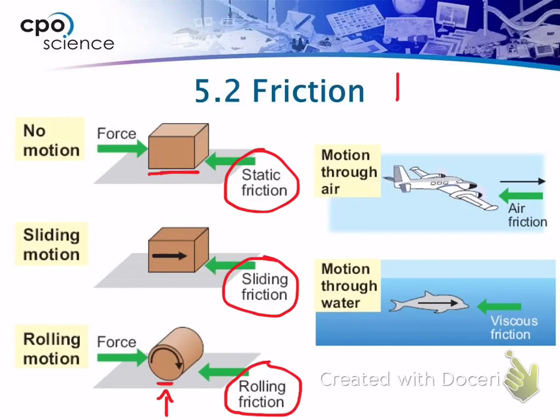Over here on the right, we've got a whole different class of friction. These are called fluid friction. You can have friction of an object moving through the air, which is air resistance. We're going to see lots of examples of that as we discuss. And viscous friction would be through fluids like water.